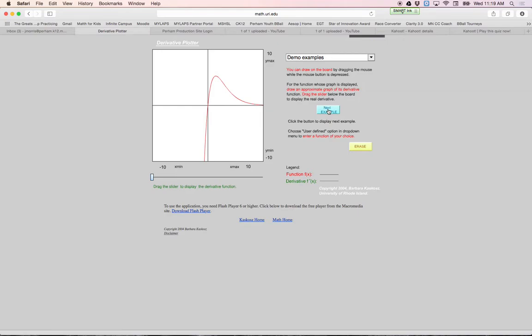You're figuring out where the derivative is positive. You're figuring out where the derivative is negative. Where the slopes are going up, where you have positive slopes is where the derivative is positive, which manifests itself as above the x-axis. When the slopes are negative, your derivative is negative, which means it's going to show up or manifest itself below the x-axis.